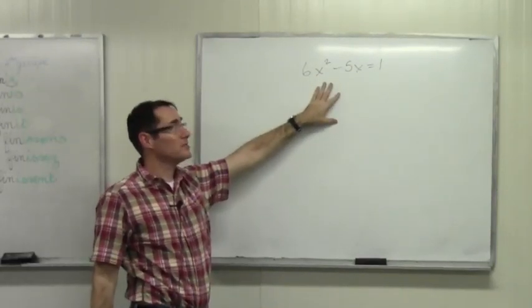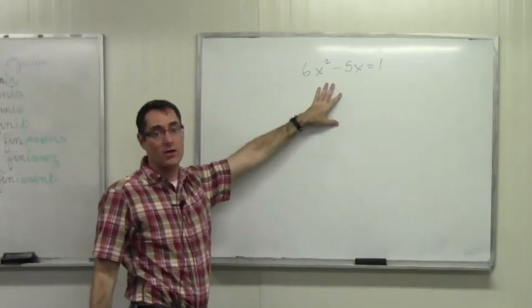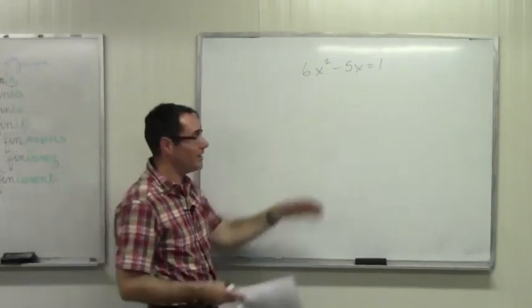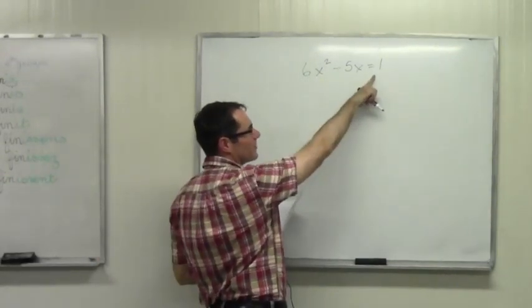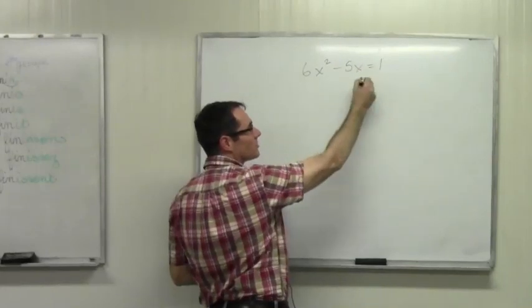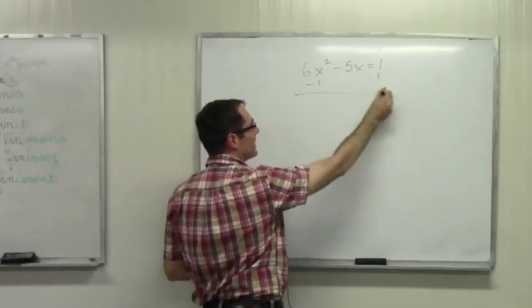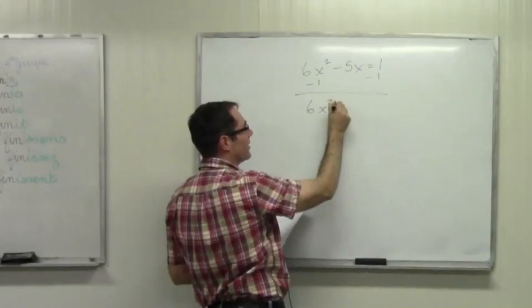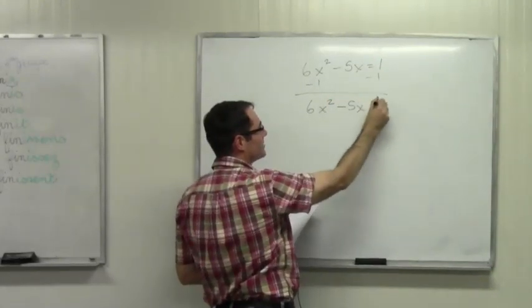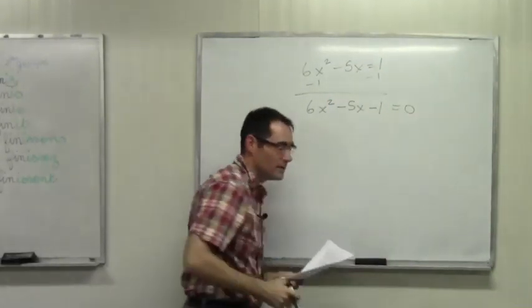We're going to try to make it equal to 0 because eventually we're going to do what? Factor. Good. So to get this equal to 0, what do I do to this? Subtract 1 from both sides. And I get 6x squared minus 5x minus 1 equals 0.